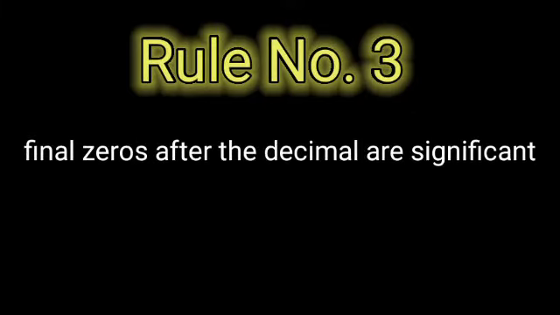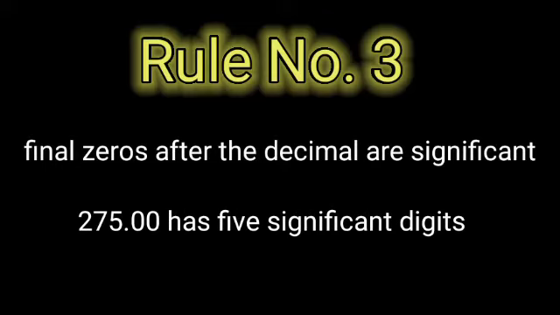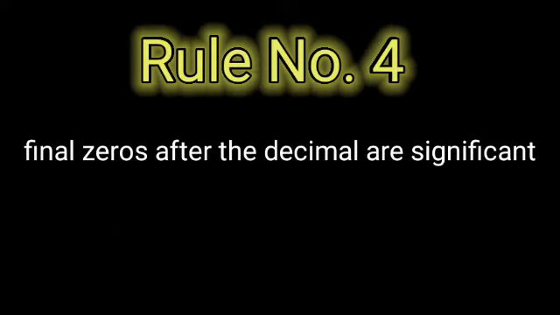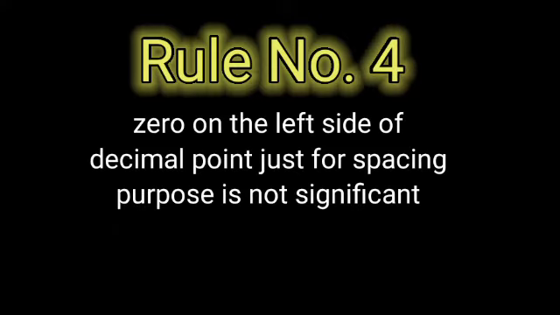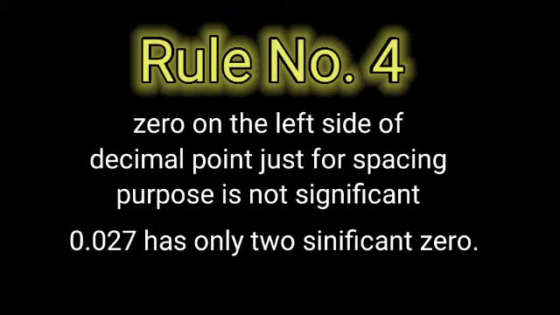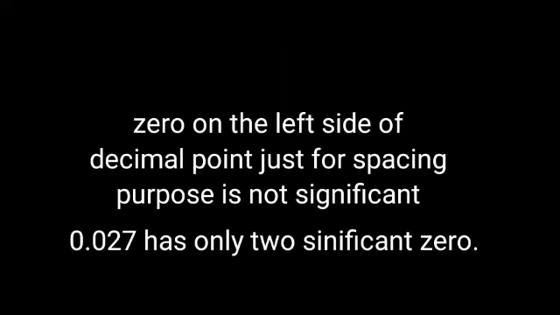Rule number 3. Final zeros after the decimal are significant. For example, 275.00 has the 5 significant digits. Rule number 4. Zeros on the left side of the decimal point just for spacing purpose is not significant. For example, in 0.027, only 2 digits are significant.